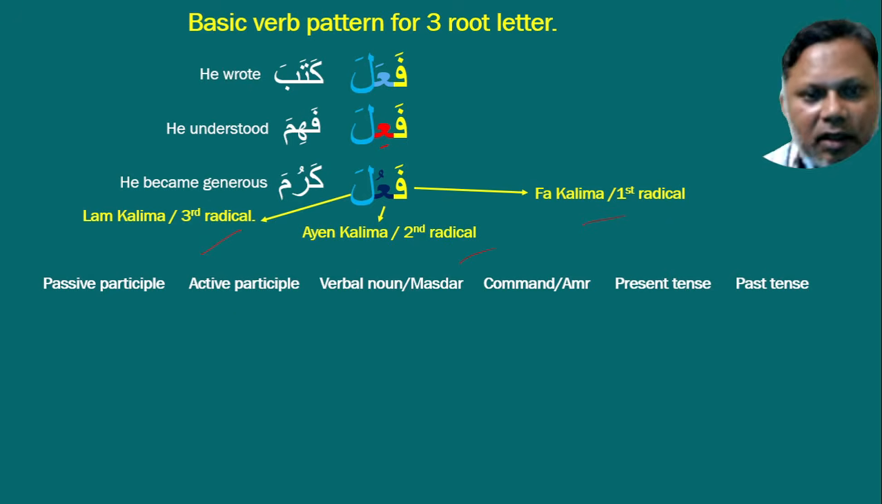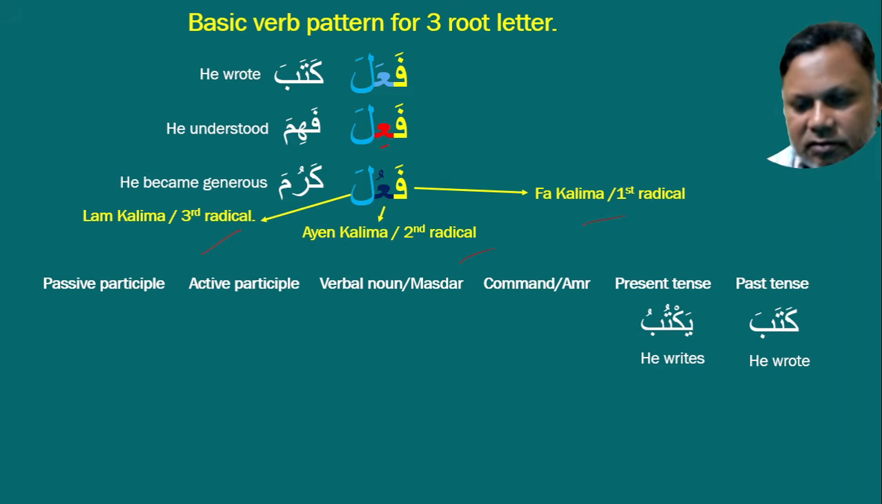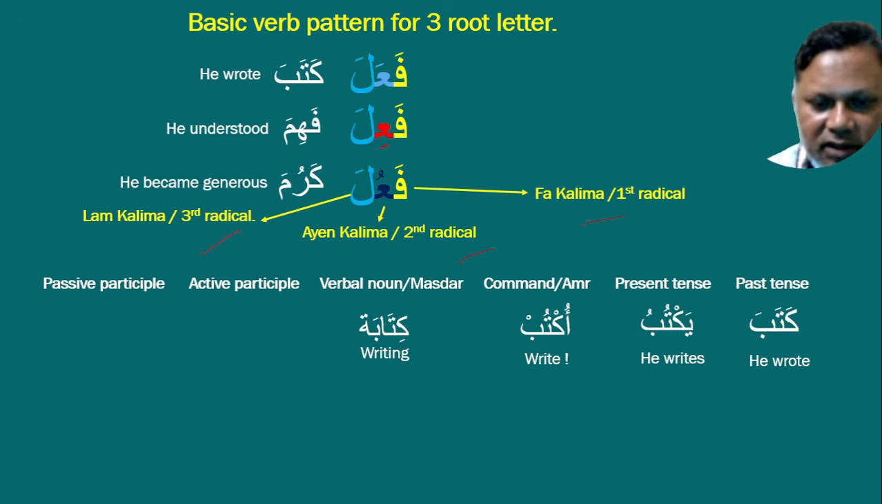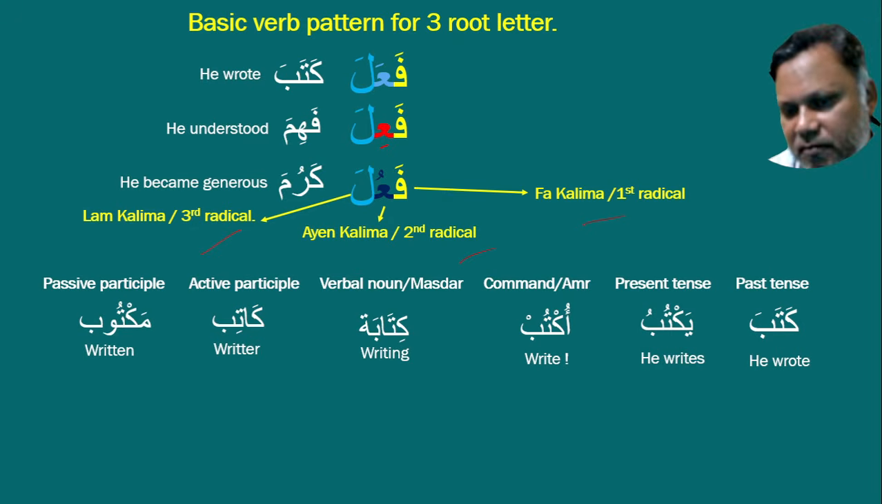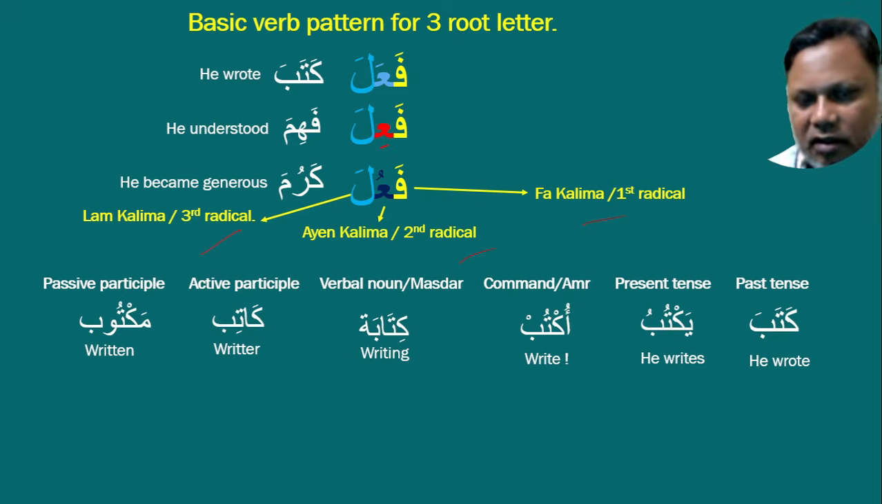Like in kataba: kataba means he wrote, and the present tense is yaktubu, he writes. The command verb is uktub, write. Masdar is kitabah, writing. Active participle is katib, writer. And passive participle is maktub, written. These are the 6 things that we should know for any verb whenever we want to learn it, so that we can use this verb for different purposes in our sentences.